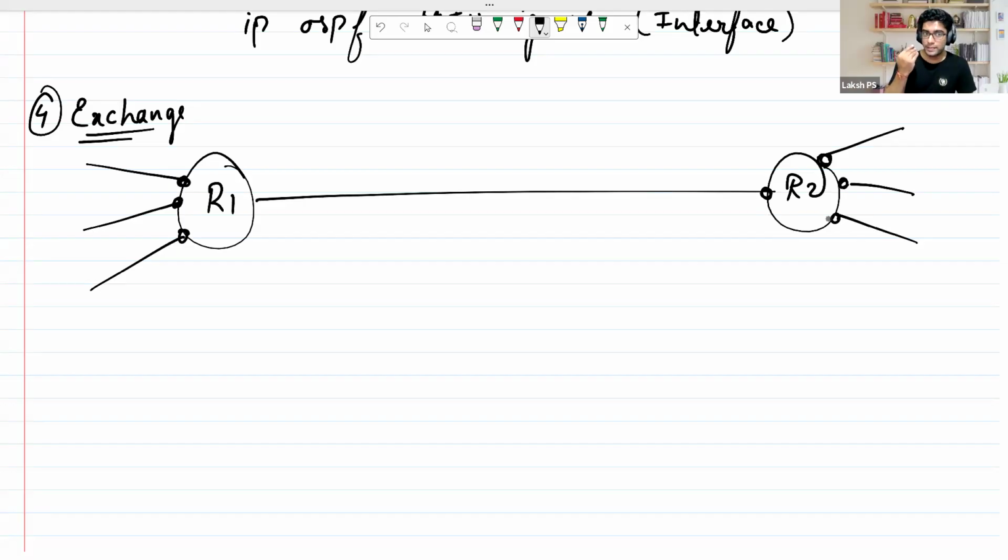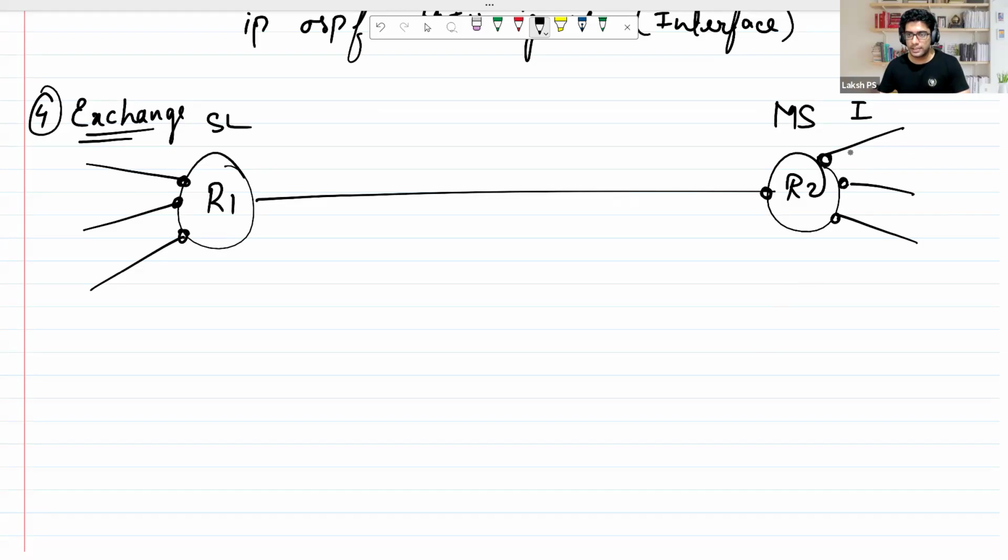And the exchange of these DBDs is unidirectional. Only one way the data can be sent. Either R2 will send the data or R1 will send the data or the DBDs here. And how is that happening? So as I said, in our case, R2 is the master and R1 is the slave. And R2 will initiate the exchange of DBDs, right?